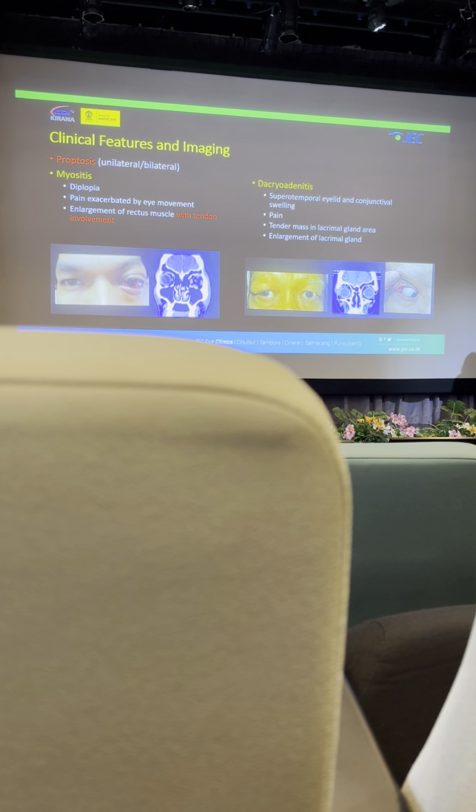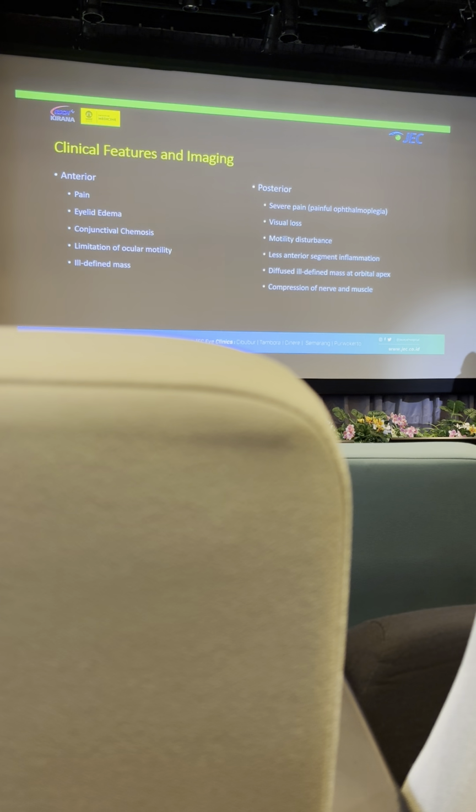In the dacryoadenitis type, usually there is superotemporal eyelid and conjunctival swelling, pain, and a mass in the lacrimal gland area, with enlargement of the lacrimal gland in the CT scan. Like in here, we can see the signs from the CT scan and the clinical picture. In the anterior type, of course, there is eyelid edema, conjunctival chemosis, limitation of ocular motility, and an ill-defined mass in the CT scan.